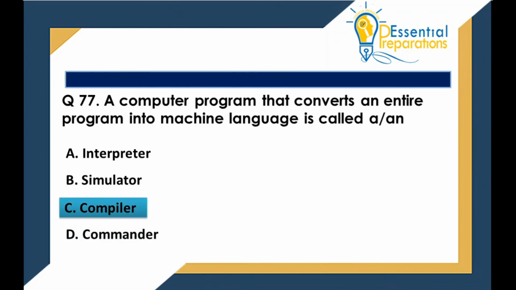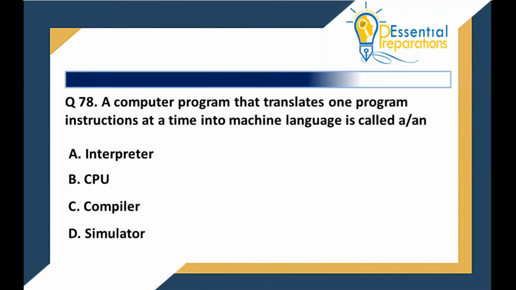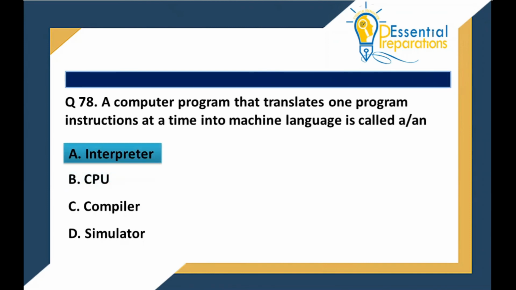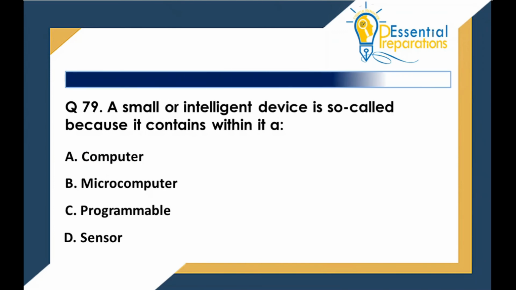C. Compiler. A computer program that translates one program instruction at a time into machine language is called a/an A. Interpreter. A small or intelligent device is so called because it contains within it a D. Sensor.